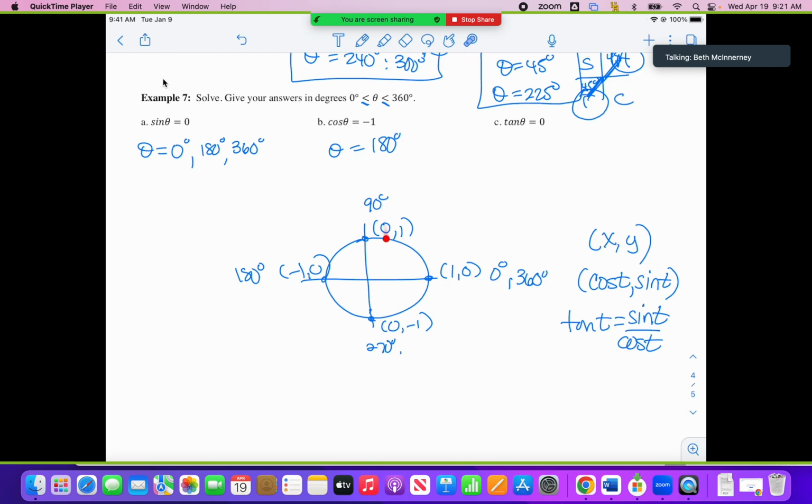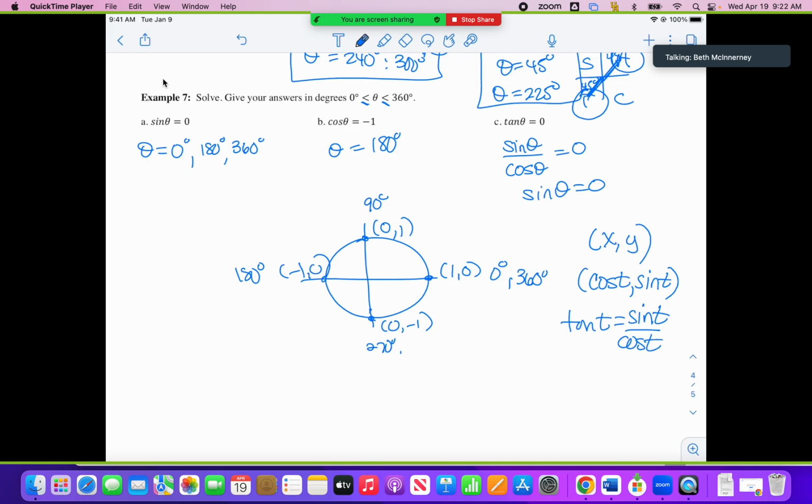All you do is you go around, cosine is the x-coordinate. It's 1, 0, -1. All right, tangent theta equals 0. Well, remember, tangent is sine theta over cosine theta. What is the only way for a fraction to equal 0? The numerator is 0. You can't have the denominator 0. That's going to be undefined.